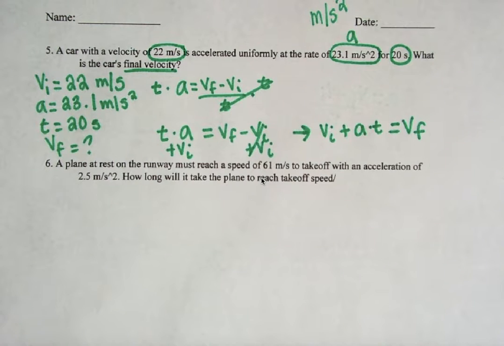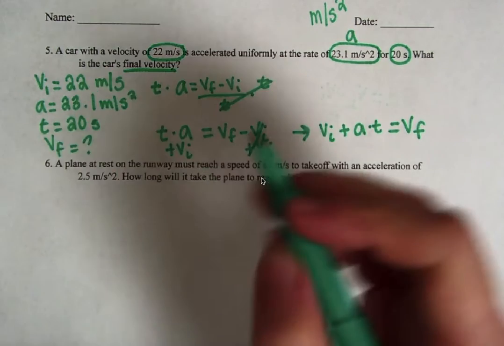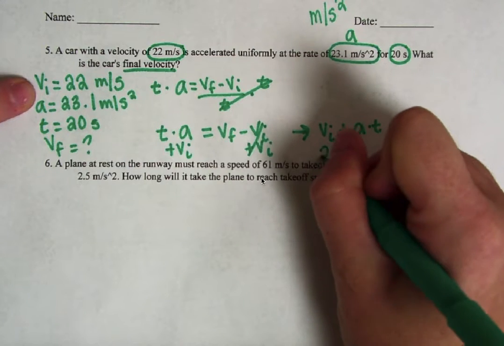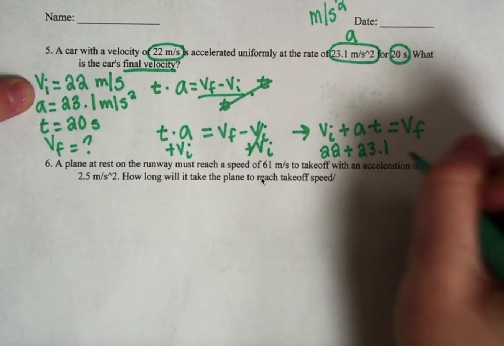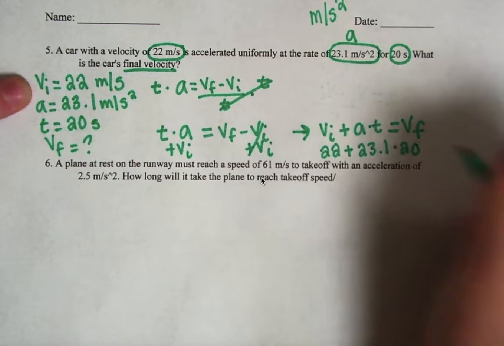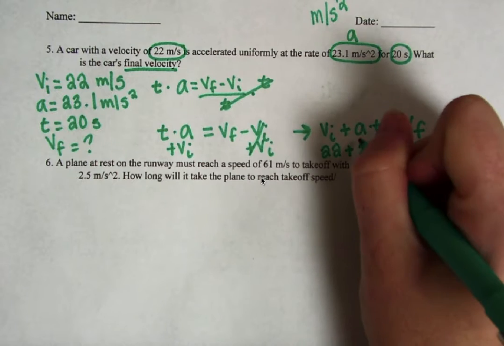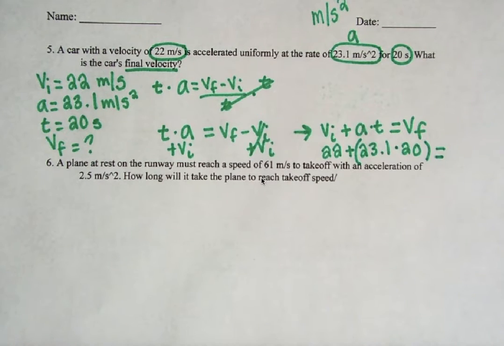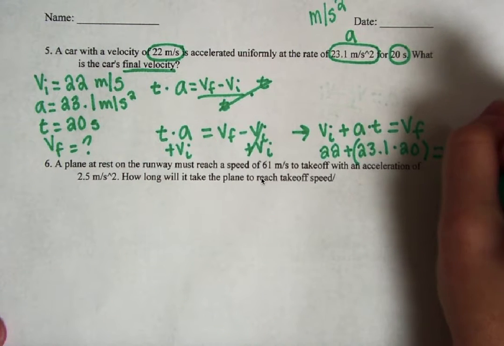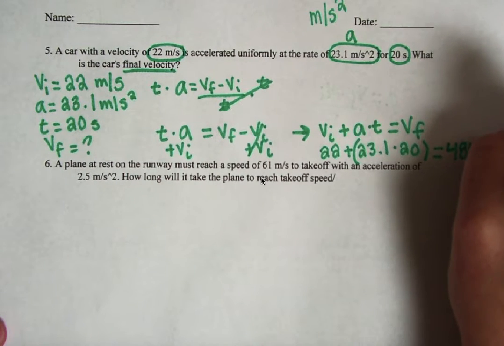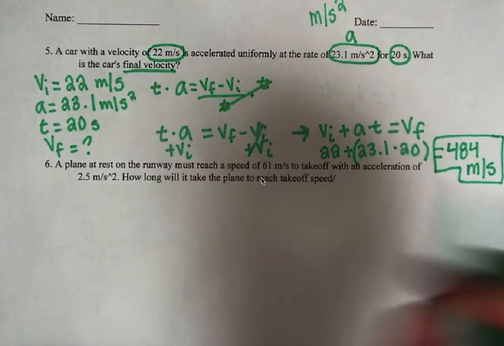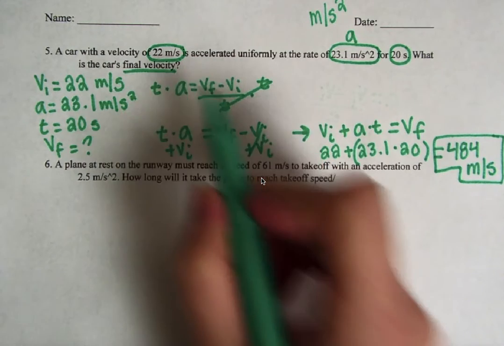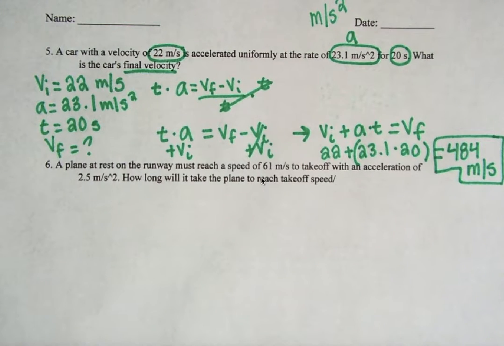Right, and so from here, we're able to look at our list of givens and plug in our values. VI we see was 22. We're going to add 23.1 times 20. And if you remember order of operations, we multiply first before we add. So we should multiply 23.1 times 20, then add 22, giving you 484 meters per second. Since we were looking for final velocity, and remember, the units for velocity are just meters per second, that's what our units would be for our final answer.